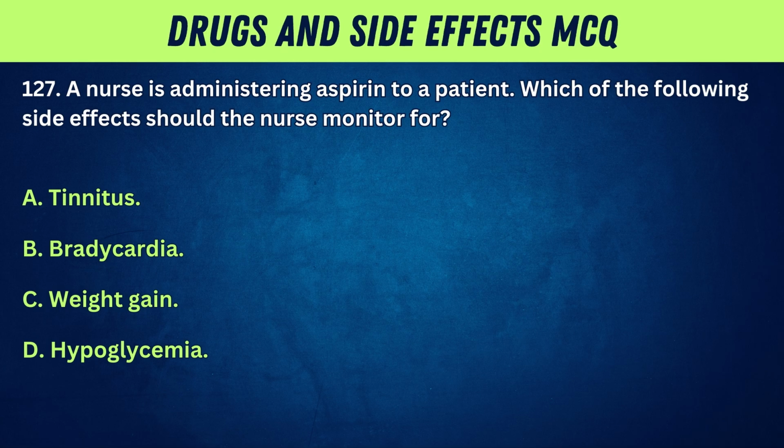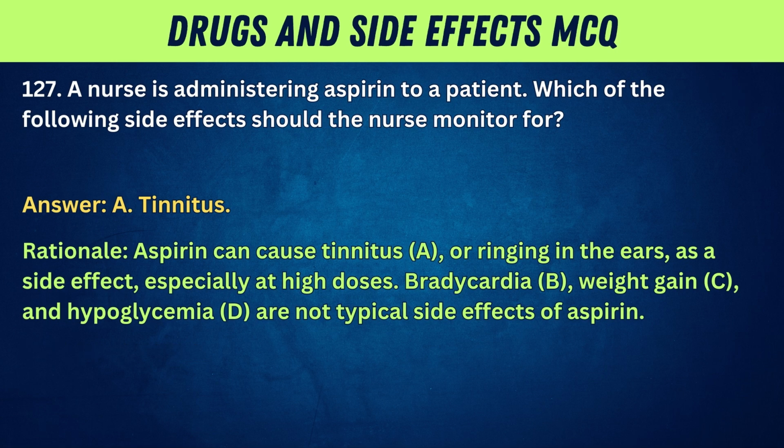127. A nurse is administering aspirin to a patient. Which of the following side effects should the nurse monitor for? A. Tinnitus. B. Bradycardia. C. Weight gain. D. Hypoglycemia. Answer: A. Tinnitus. Rationale: aspirin can cause tinnitus, A, or ringing in the ears, as a side effect, especially at high doses. Bradycardia, B, weight gain, C, and hypoglycemia, D, are not typical side effects of aspirin.